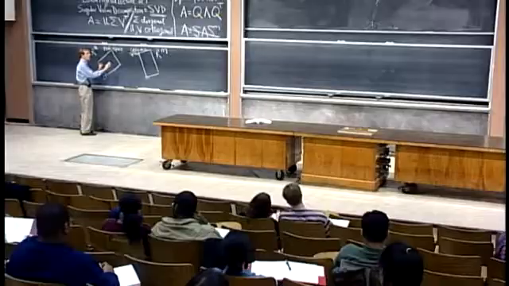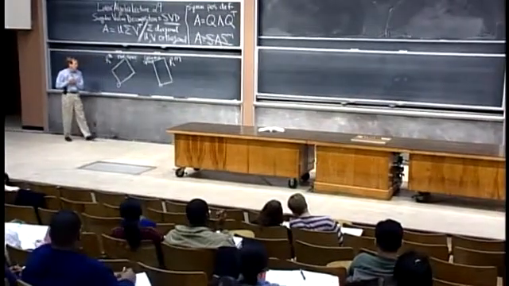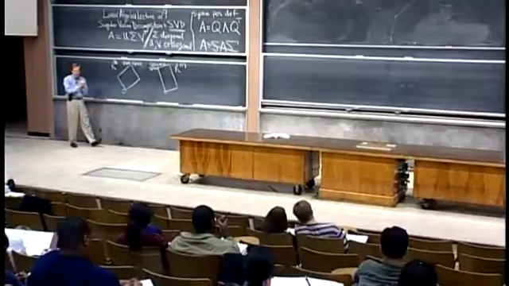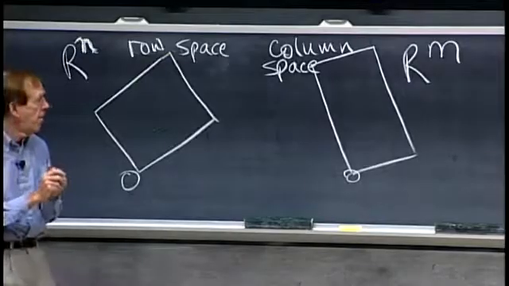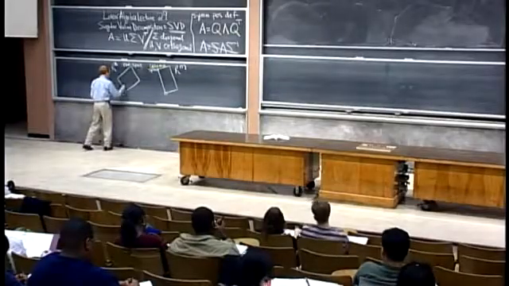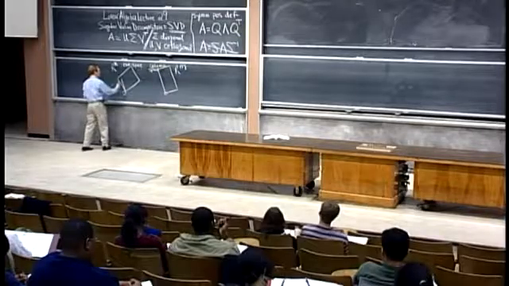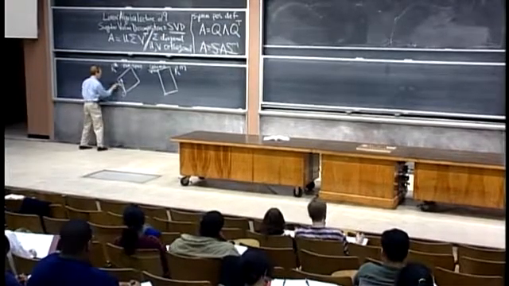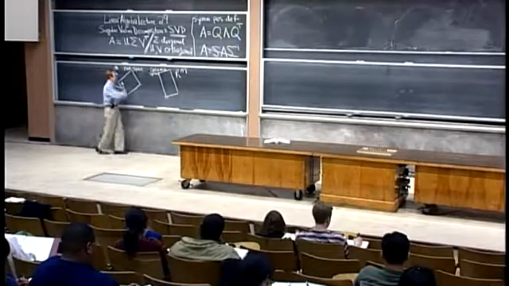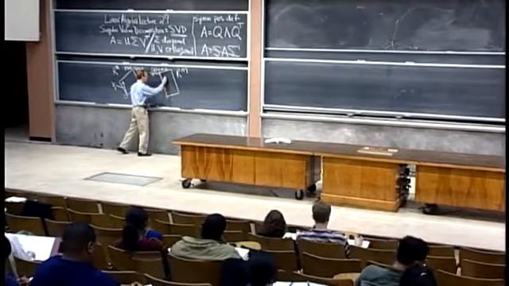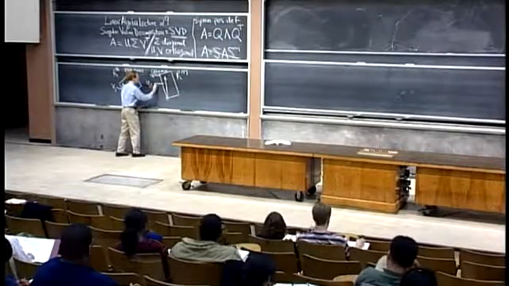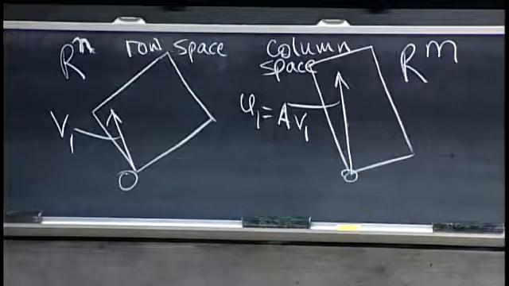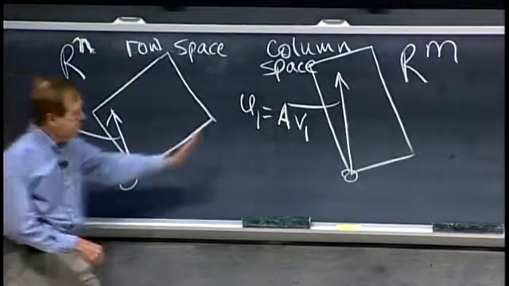You remember the picture of any linear transformation. This was like the most important figure in 1806. And what am I looking for now? A typical vector in the row space, let me call it V1, gets taken over to some vector in the column space, say U1. So U1 is A V1. Okay. Now, another vector gets taken over here somewhere.